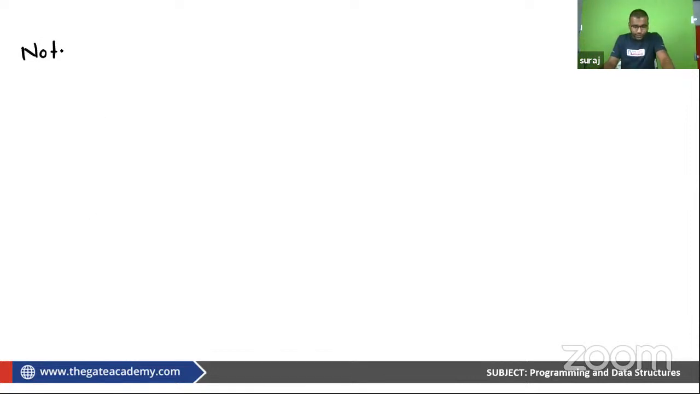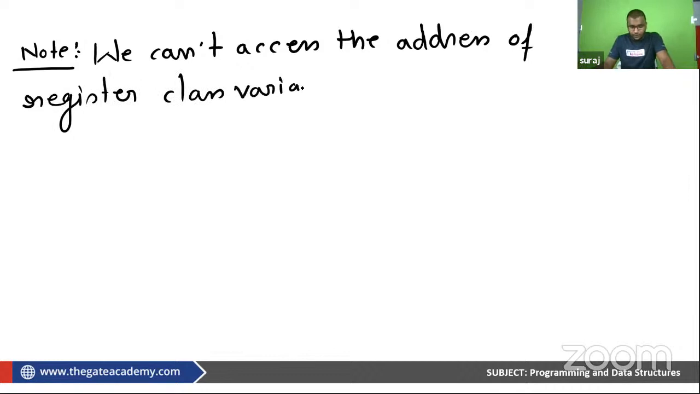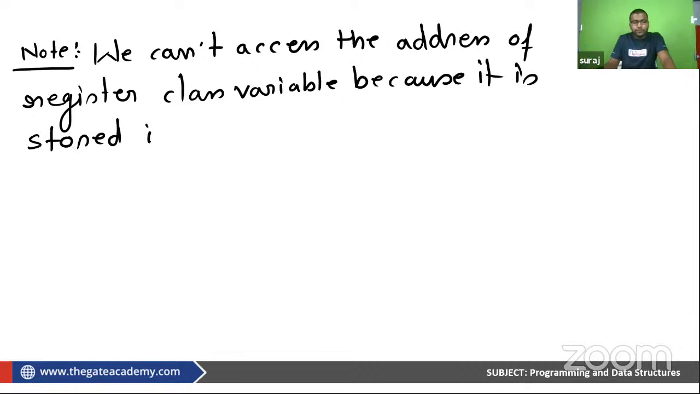So you can make a note and write: we cannot access the address of register class variables, because it is going to be stored in the CPU register.